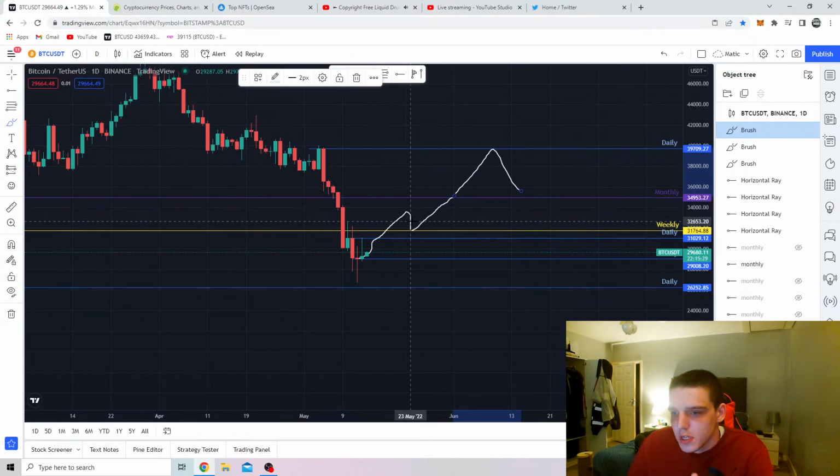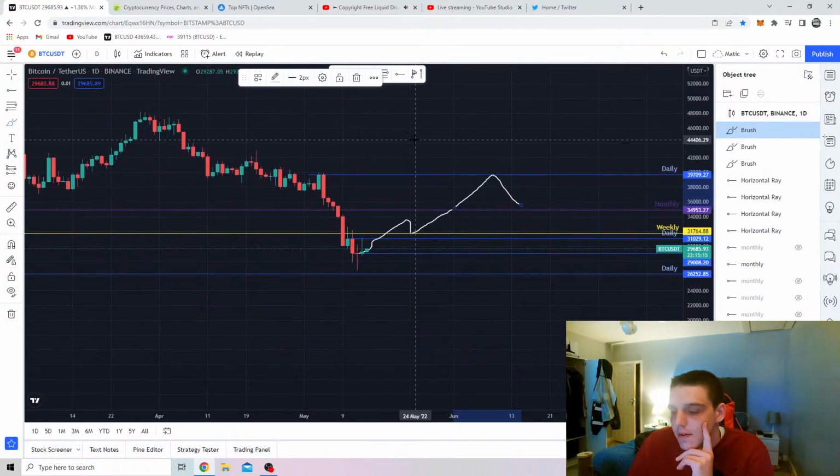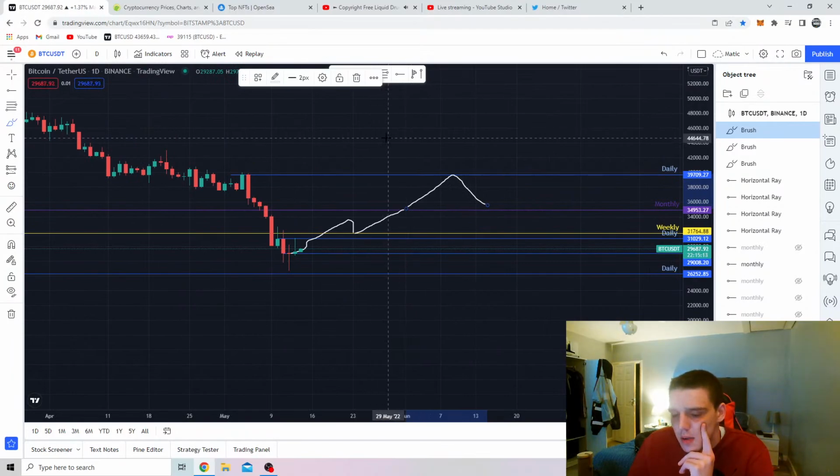But again, for it to be very, very healthy, you want to see it come up however high, retest the weekly. That weekly is very, very important, and then you want to see it go up. You want to see it retest this monthly, and then you can look for higher and higher levels. And that's essentially the most important thing.